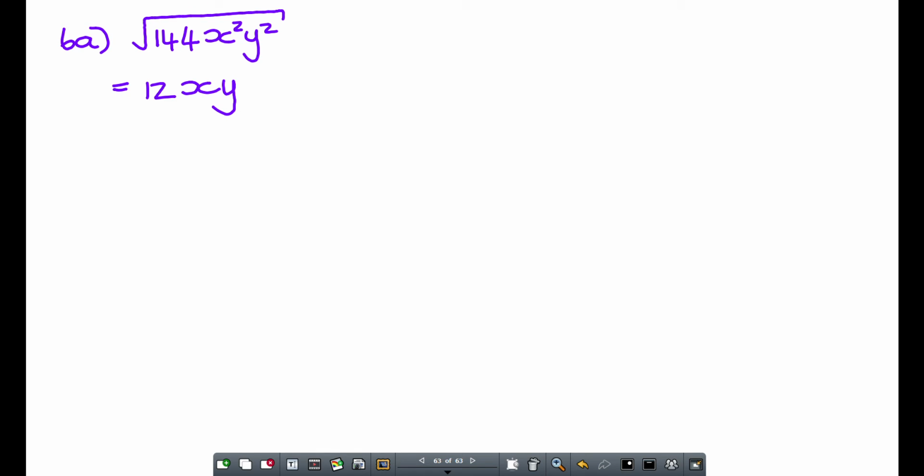Any questions there? Yeah? Square root of x squared. There's actually a little 2 in front here, no? And that square cancels out with the square root. And that's why x is left. The same with the y. Okay. Let's look at B.